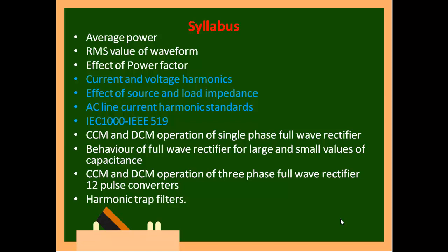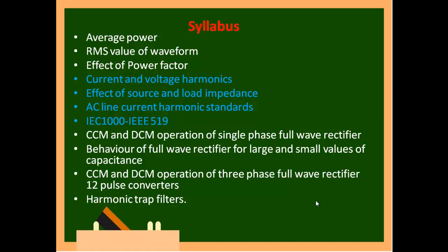Since source and load have some impedance, there will be some IRMS squared loss. So IRMS is increased due to harmonics. That is the effect of source and load impedance. Then we will see what the AC line current harmonic standards are. There are two well defined standards, IEC 1000 and IEEE 519. Then the remaining part will be the next chapter in the book.